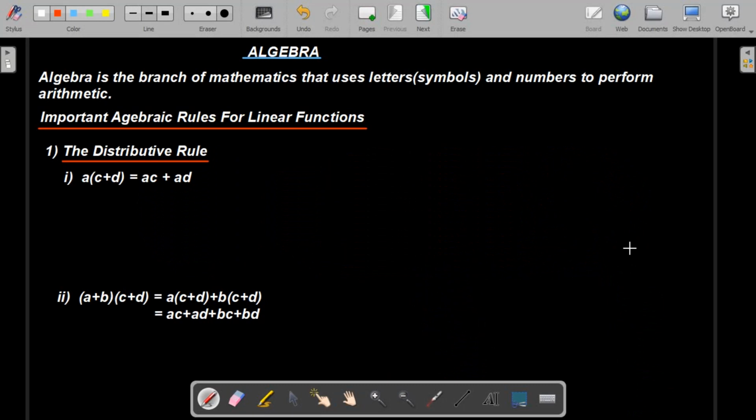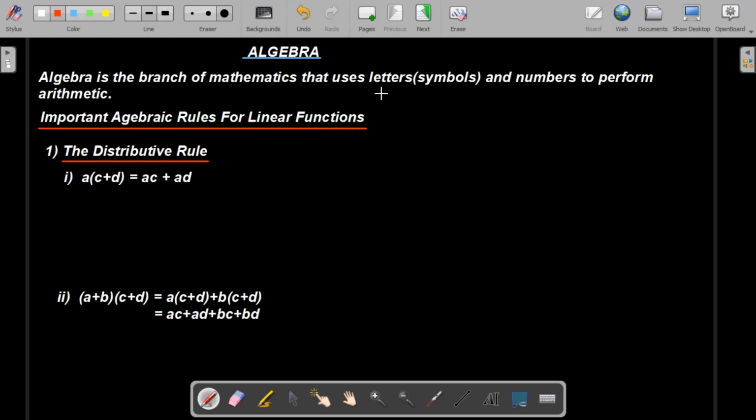Welcome to yet another video, and in this video we are going to talk about algebra. So what is algebra? Algebra is the branch of mathematics that uses letters, which are symbols, and numbers to perform arithmetic. So that is what we call algebra.